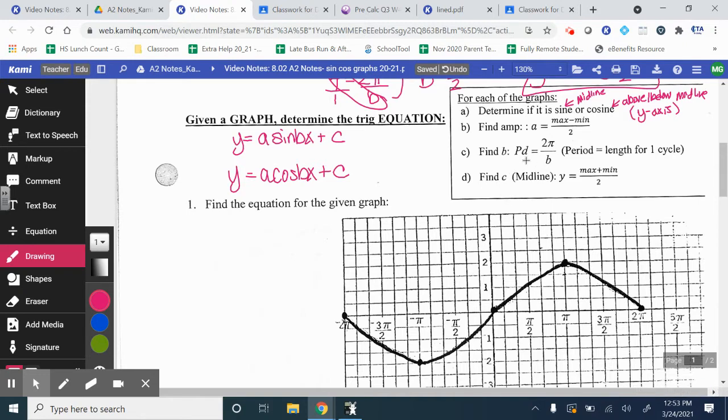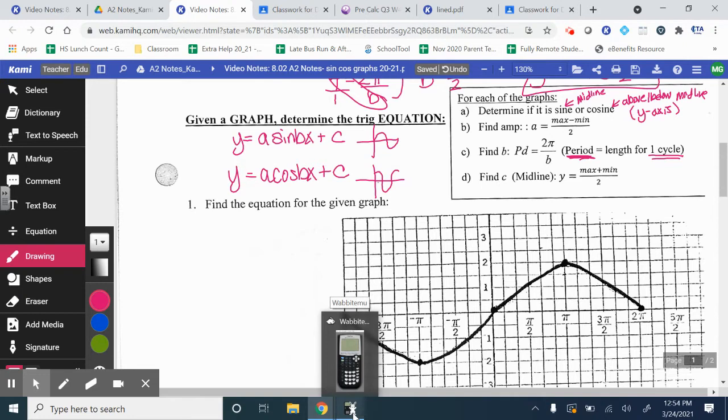The b value comes from your period formula like we just did, so 2 pi over b. That's where you're going to find your b. And in order to do these, you really need to know what period is. It's the length for one cycle. You need to know that one cycle of sine is that sideways s, and the cosine is the u, or the rotated c. And then be able to find C, the midline.